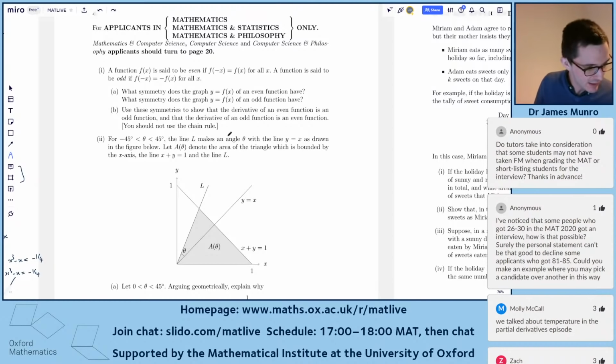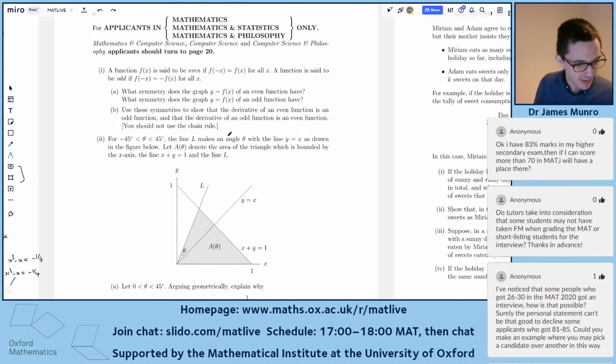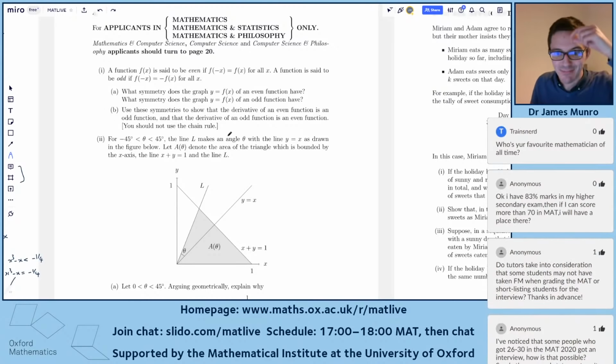We're allowed to look down and say, we feel sorry for you, we're going to interview you. Cool. I have 83% in a higher secondary exam. Can I score more than 70? I will have a place. Well, we're going to look at everything together. And there's no algorithm. I can't do some maths on those numbers. I have to look at everyone else and make a decision.